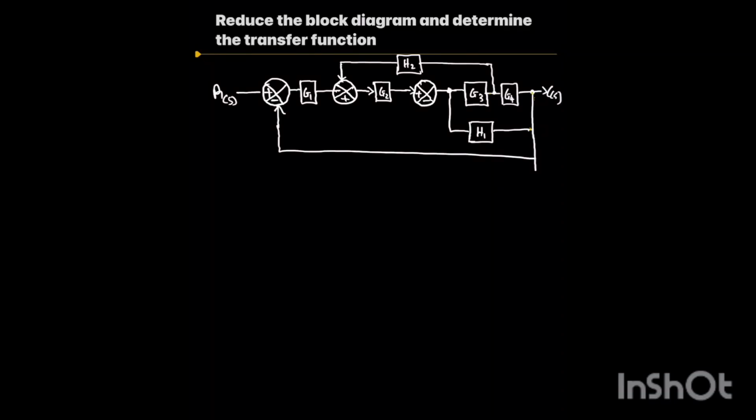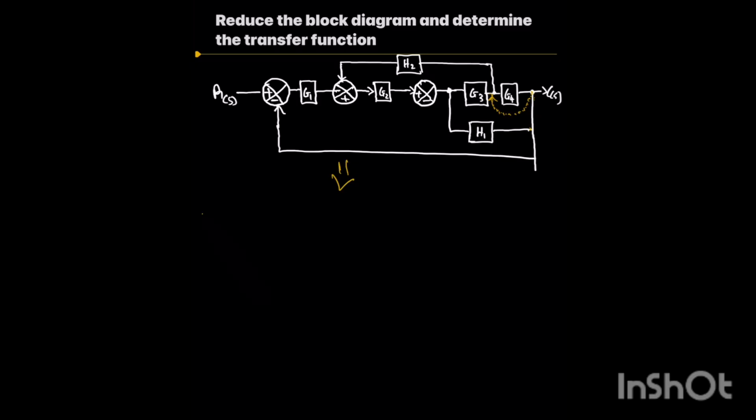So looking at this system, the first thing I'm going to do is to take off points. I'm going to push this branch point over to this place. So I'll be pushing this branch point over to this place. So look at how I'm going to do it now.